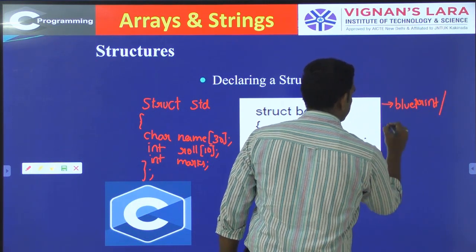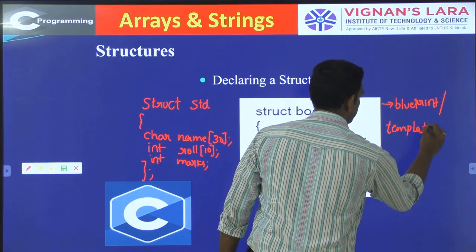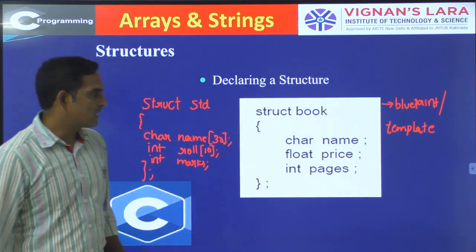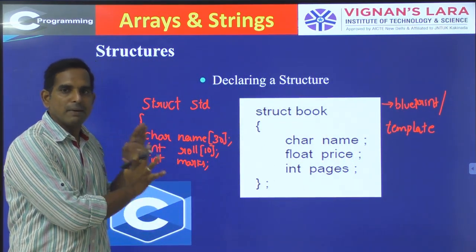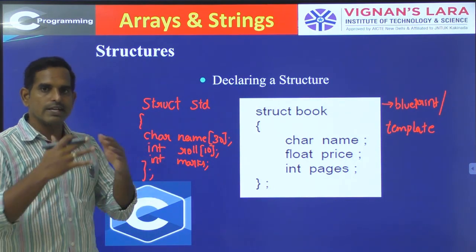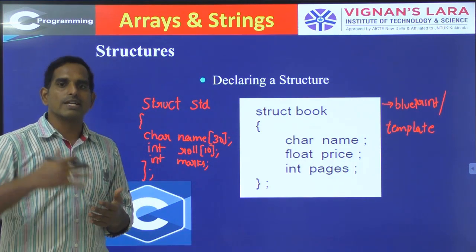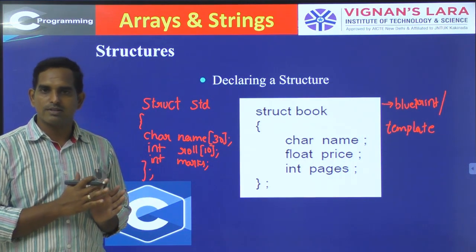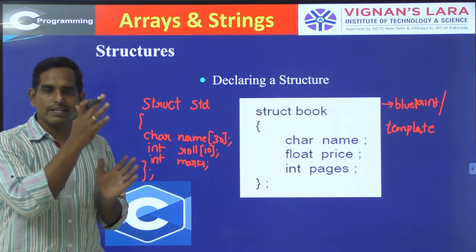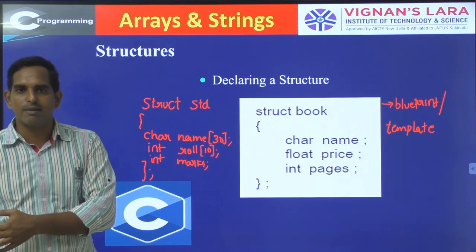In more technical terms, we are creating just a template for creating the variables. When I create like this, you are creating a basic structure of the student. From this structure, you can create any number of student variables. That is, first you have to create an outline of this structure. From this outline, we will be creating any number of variables.